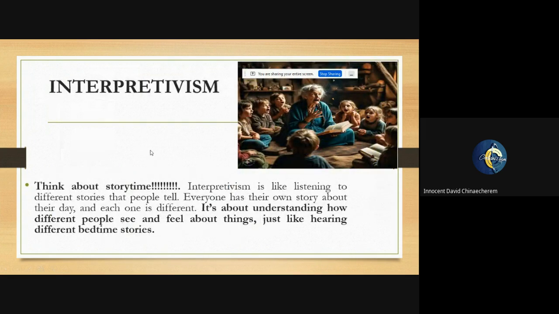Now, for interpretivism, beautiful. So think about when you were small, right? Your parents are telling you stories. Let's say, for example, during the civil war or the Rwandan genocide, or certain things that have actually happened in history, right? Or during the assassination of the first American president or whatever, right?